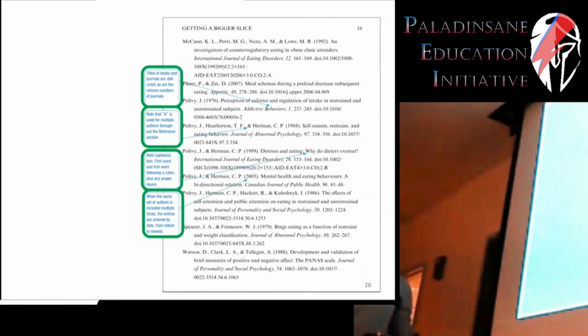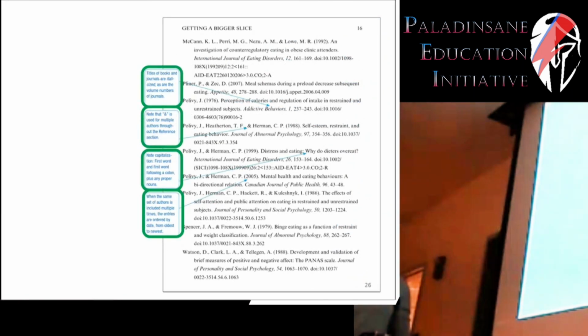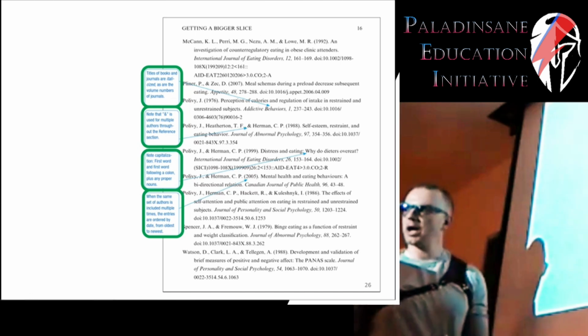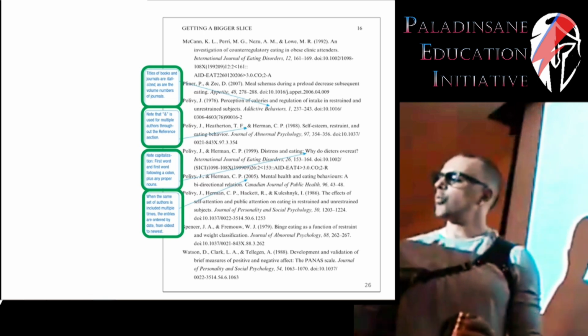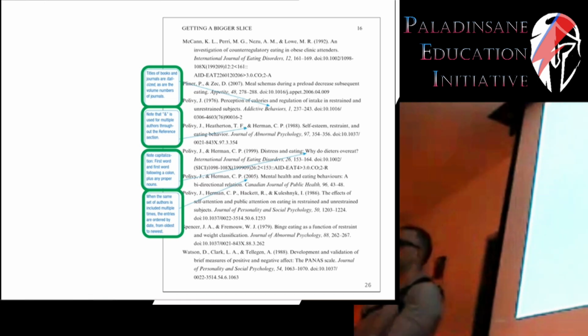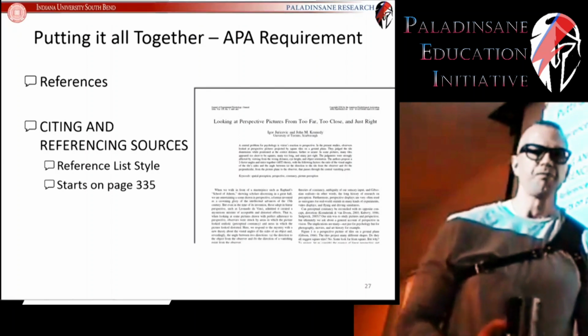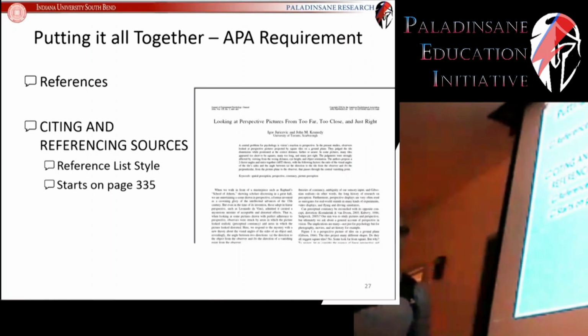So for your references, again, double check. There's a bunch of rules. If it's a book versus a journal, there's different rules. Ampersand is used for multiple authors. So again, just go through these lists of APA style things, find out what applies to your reference, and make sure that those are formatted correctly. So those are the references in your reference list.